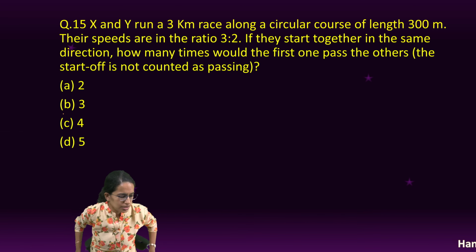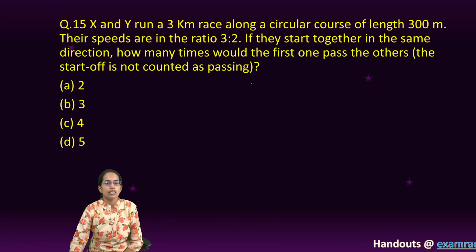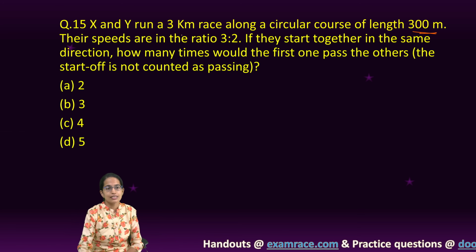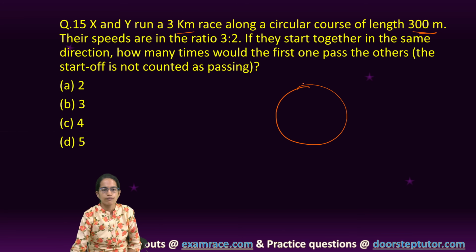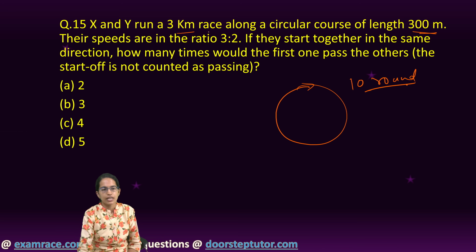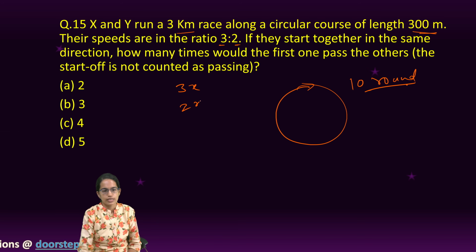The next question is a question on race problem. Now here it's very simple. I have 300 meters and 3 kilometers. So how many rounds do I have to take? 10 rounds. That's the first thing. Now the speeds are 3 and 2. So 3x and 2x are the speeds.